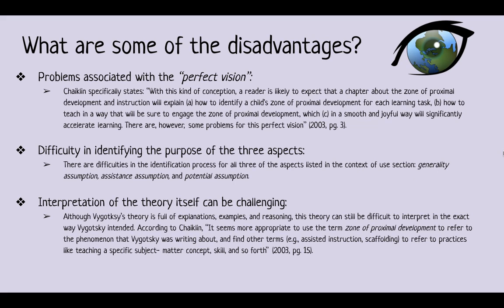For assistance assumption, this aspect does not focus directly on the competence of the assistant or teacher, like one might assume, but instead, according to Chaiklin, "in other words, it is not the competence per se of the more knowledgeable person that is important. Rather, it is to understand the meaning of that assistance in relation to a child's learning and development." The definition of assistance can easily be misinterpreted by someone if they do not understand Vygotsky's true definition of assistance.